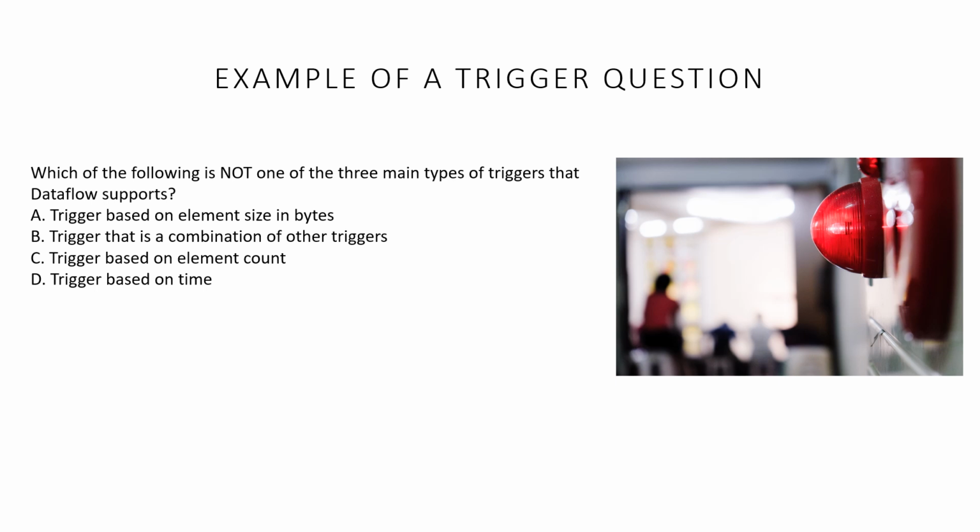All right, let's look at an example of a trigger question. Which of the following is not one of the 3 main types of triggers that Dataflow supports? Trigger based on element size in bytes, trigger that is a combination of other triggers, trigger based on element count, or trigger based on time. Well, we know that there's one on time, and we know that there's one that's a combination, and the one that's on count, yeah. Based on size in bytes, nope, that's definitely not one of them.